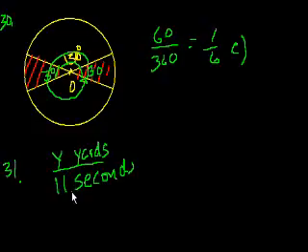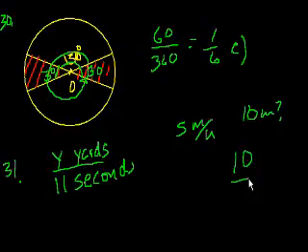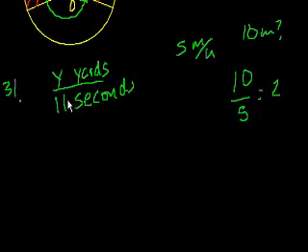So he is going at Y over 11 yards per second. So how long will it take him to go X yards? Well, if I said that I'm going at 5 miles per hour, how long will it take me to go 10 miles? Let's say I go 5 miles per hour. Or let's say 5 meters per hour. How long will it take me to go 10 meters? You would say 10 divided by 5 is equal to 2. 2 hours.